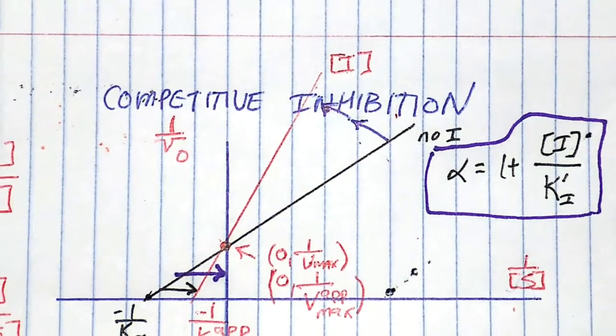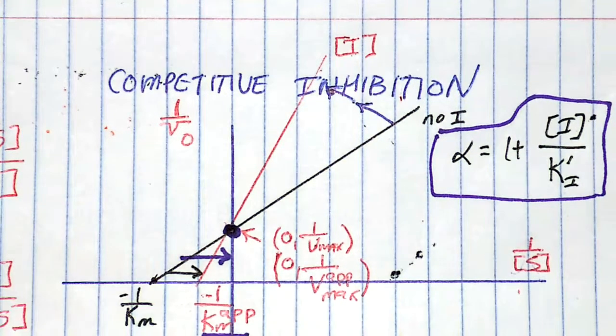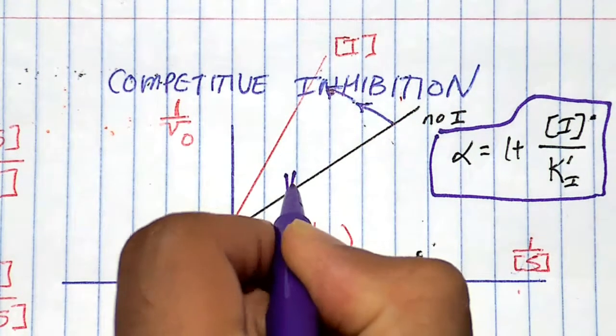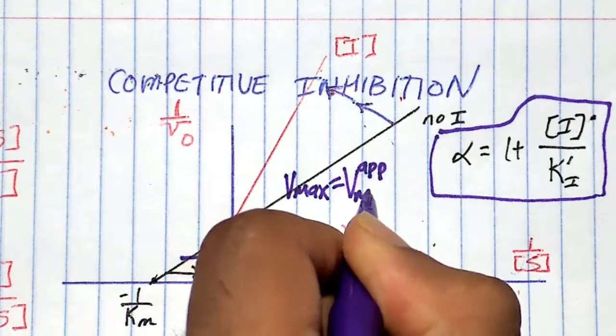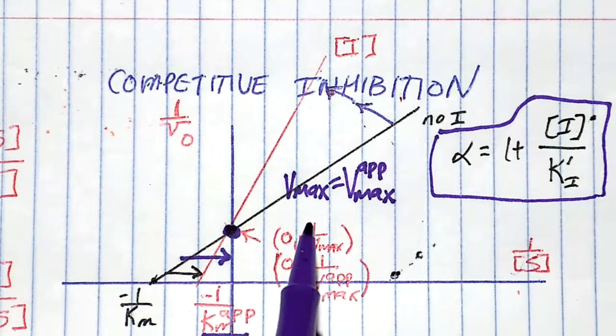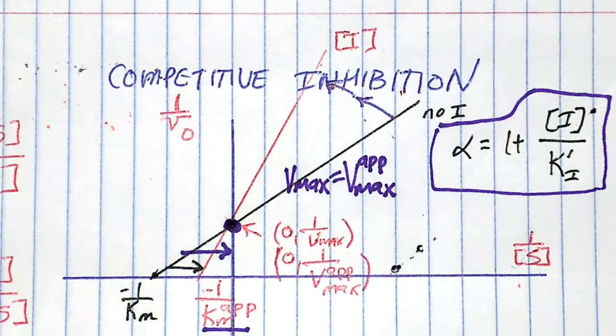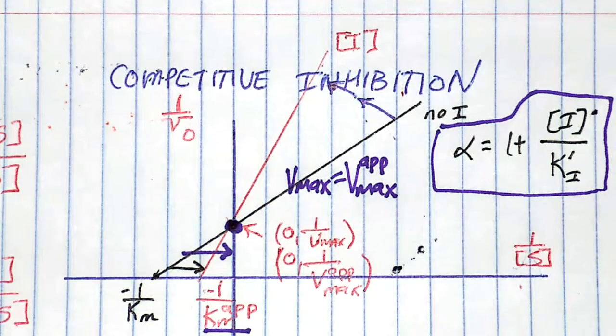So that is competitive inhibition. A hallmark is the common y-intercept, which implies one important thing: Vmax will equal V apparent max. So the competitive inhibitor does not change Vmax whatsoever. The only thing it changes is the Km to a new apparent Km. So how is that possible, that your Vmax remains the same?